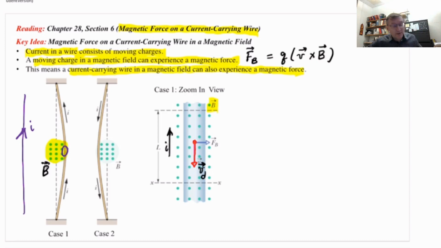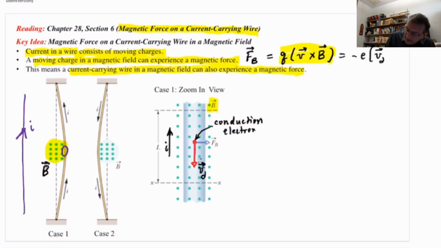And let's figure out the direction of the magnetic force on that single conduction electron, moving downward in the wire. Well, we just use F equals q times v cross B, but the q then would be negative e, so negative little e times v_drift cross B.